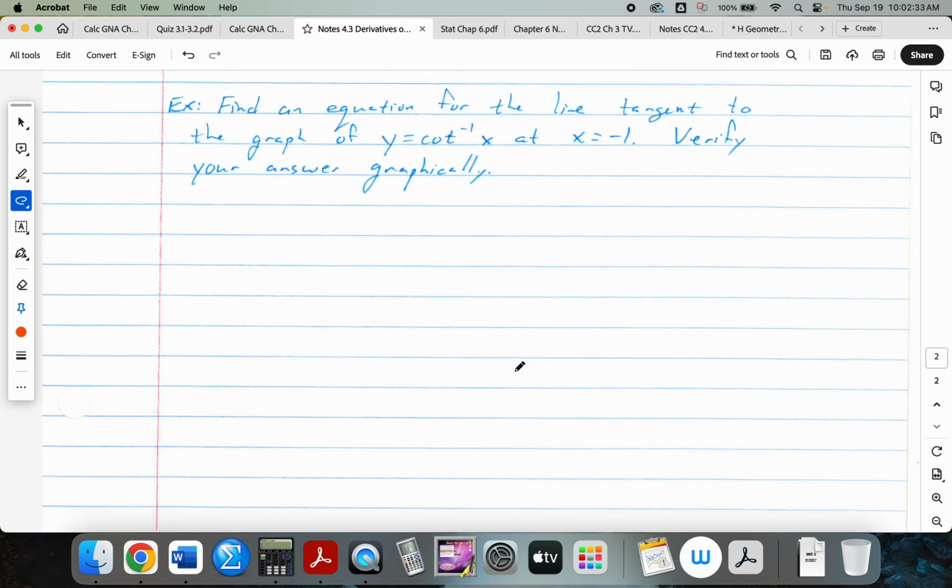All right. So let's find an equation for the graph of the line tangent to the graph of y equals cotangent inverse of x at x equals -1. Verify your answer graphically. Okay, so we'll start by finding the point. We know the x-coordinate of the point is -1, so y is going to be the cotangent inverse of -1.